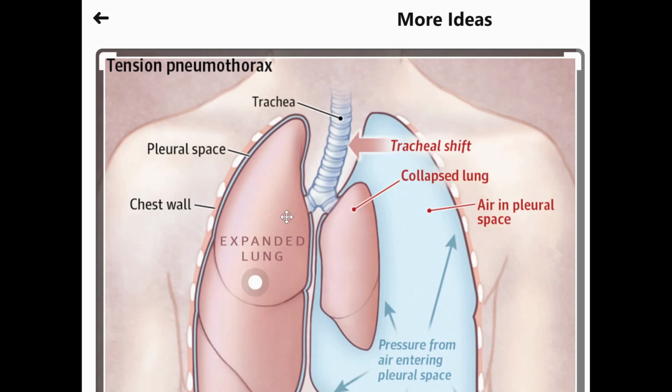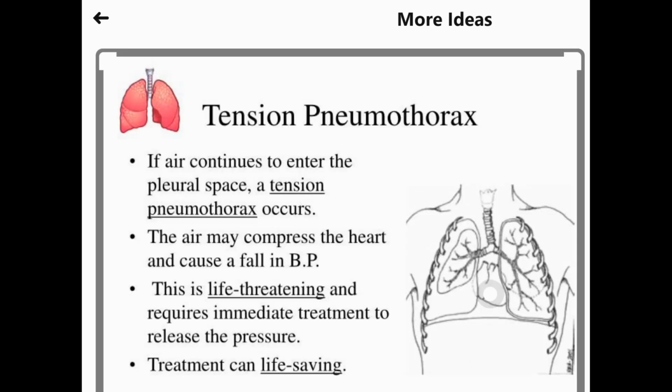The venous return of blood to the heart decreases. Blood pressure may drop. It is a life-threatening emergency. The patient may have respiratory distress and circulatory compromise. It's a life-threatening condition. Now let's see the treatment of pneumothorax.